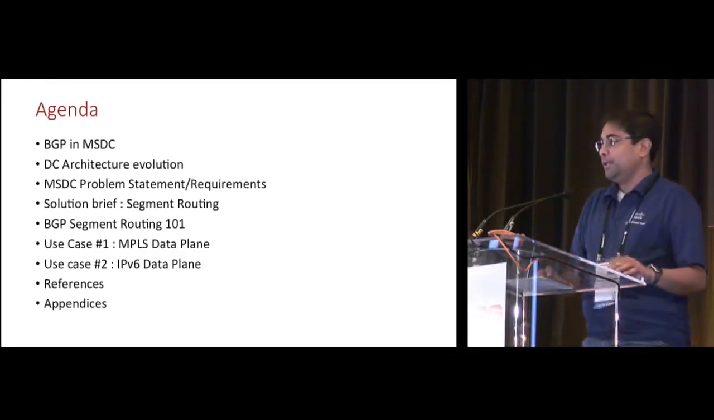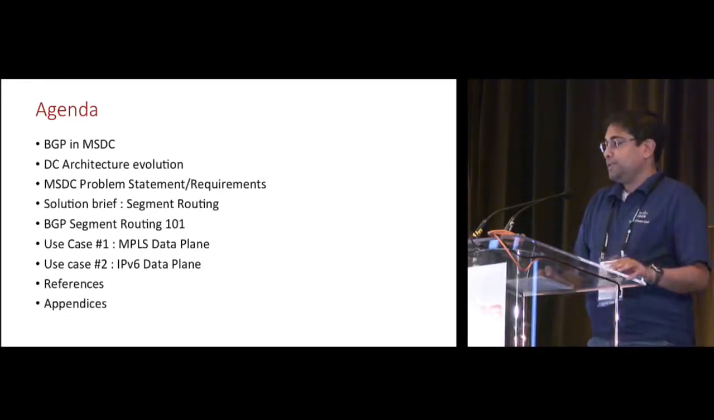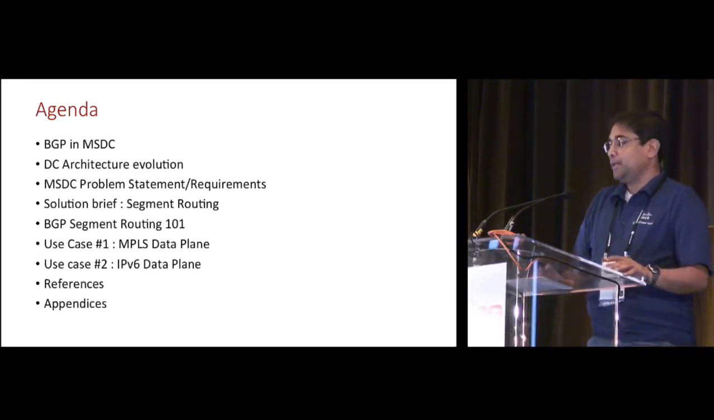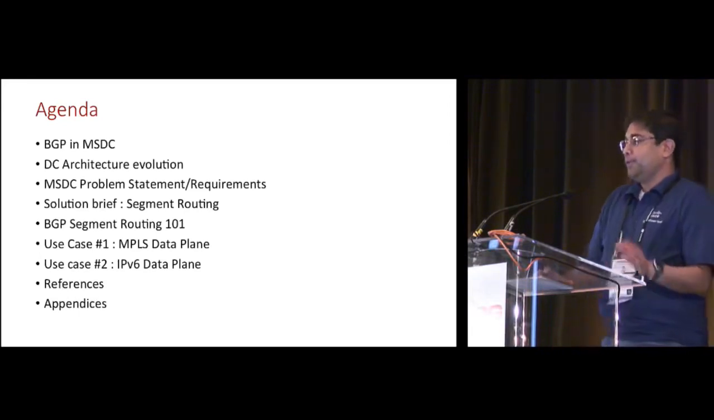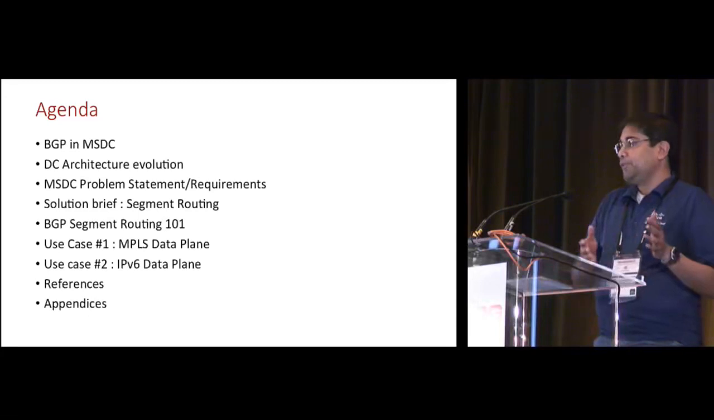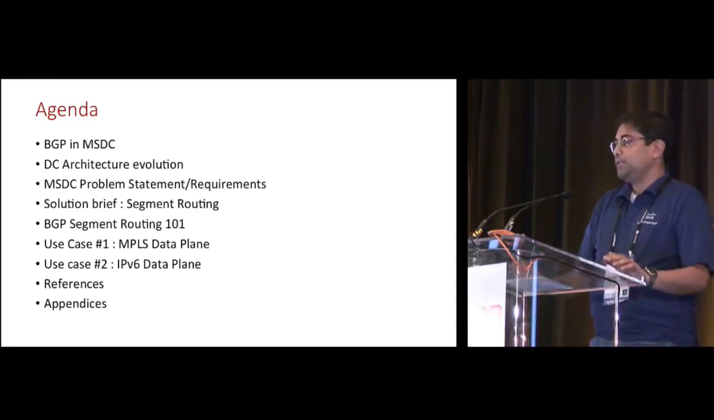Most of you already know a lot about it. Peter mentioned it in his presentation as well. A little bit about the DC architecture evolution, and essentially then we talk about a few problems which we see today, which can be solved using the segment routing solution. And then we talk a little bit about segment routing in general, the BGP version of it, and a couple of use cases which are specific to the MPLS data plane and the IPv6 data plane.